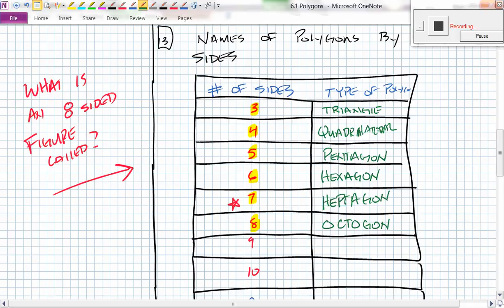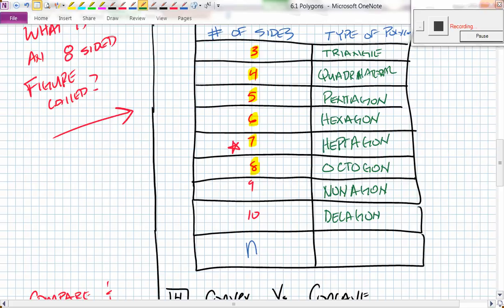Anybody know 9? Daisy, do you know 9? Ooh, what is it? Yeah, it's a nonagon. 10. Chad. Decagon is correct. And there are a few more, but once we get up into those big giant ones, like a 14-sided figure or a 30-sided figure, we just call that an n-gon.